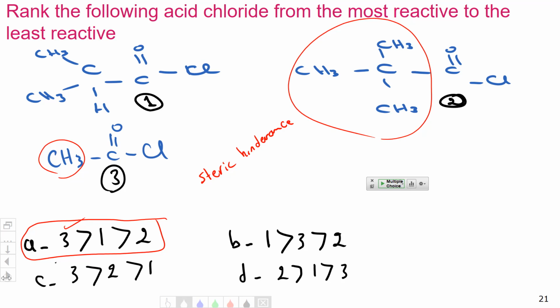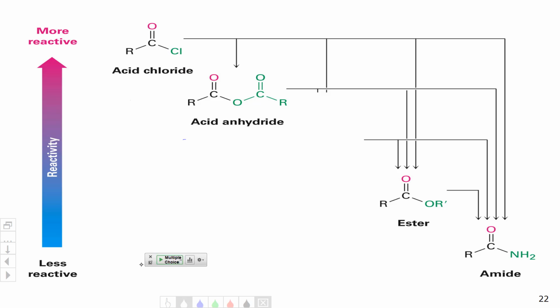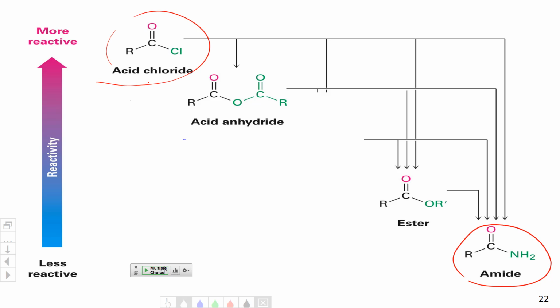Okay. Now, this map in here shows the amide being the least reactive, and acid chloride being the most reactive acid derivative. And as you can see, looking at this chart in general, there is an arrow going from the acid chloride to the anhydride, from the acid chloride to the ester, from the acid chloride to the amide. But we don't see any arrow from the amide to the acid chloride. And that's an indication that we can prepare the acid derivatives with lower reactivity from the one with the highest reactivity, but not the other way around.